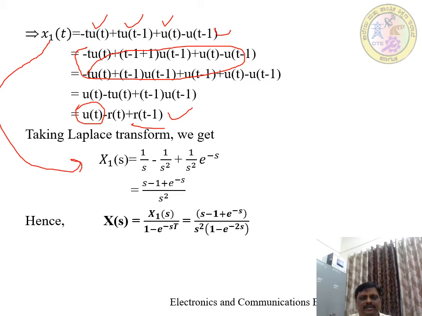Combine this by taking the LCM in the denominator and rewrite as x of s is equal to x1 of s divided by 1 minus e to the power of minus sT, which you can further simplify, getting s minus 1 plus e to the power of minus s divided by s square into 1 minus e to the power of minus 2s.